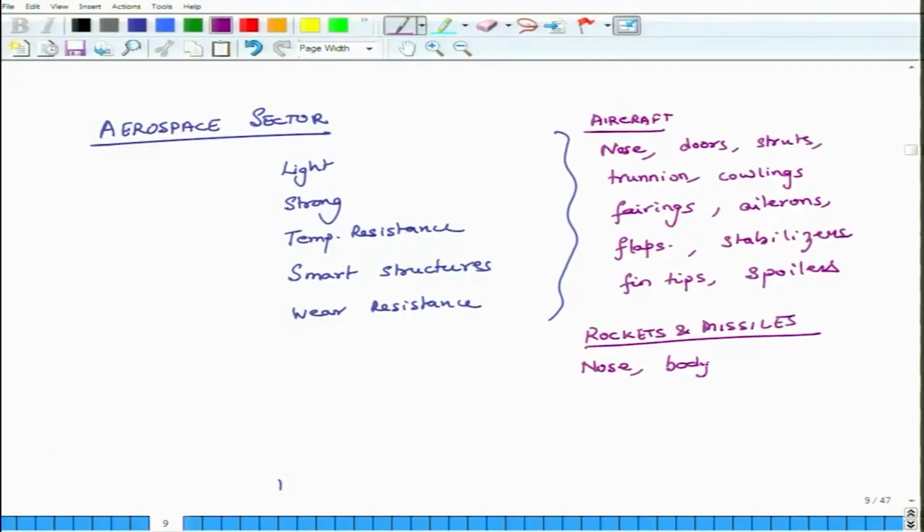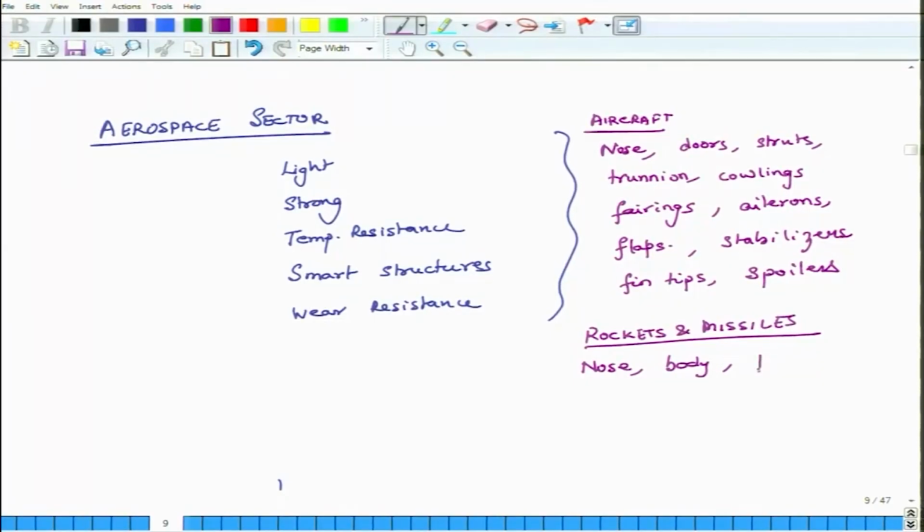So, it comes down, and when it enters the atmosphere it becomes really hot, because its velocity is very high and the nose has to be able to bear a lot of temperature. So, you make them from some specific composites, and that is used in the nose. Then you use them in the body of the rockets and missiles, because you want to make things lighter.